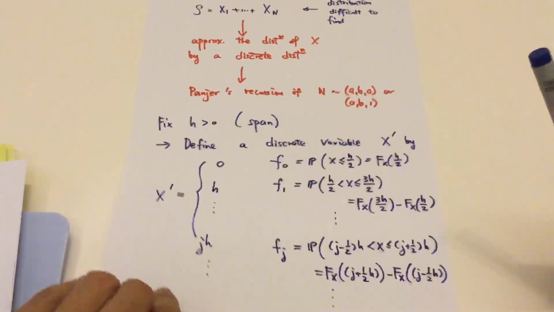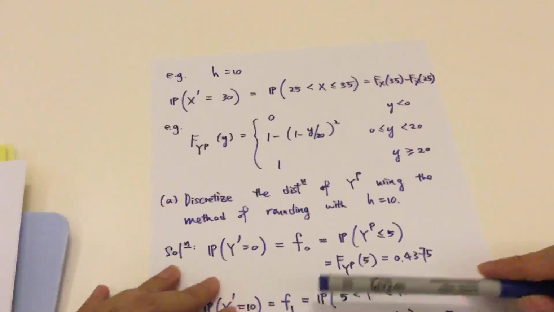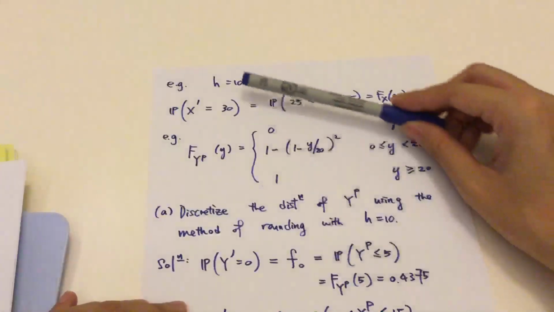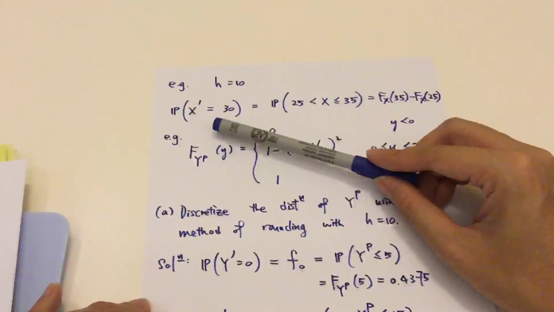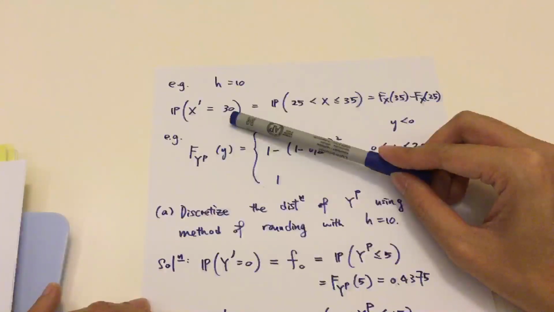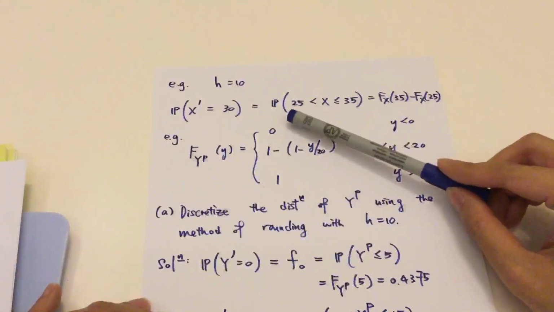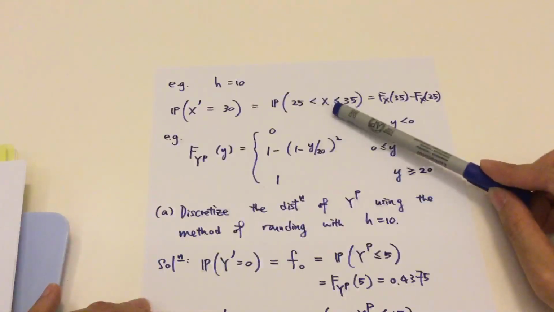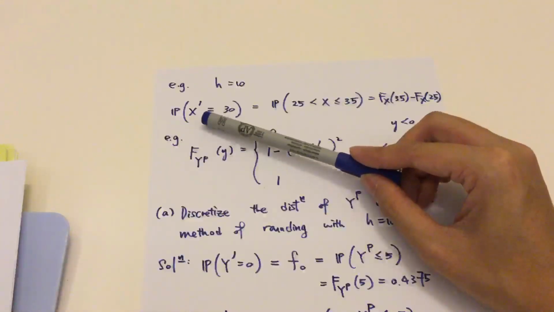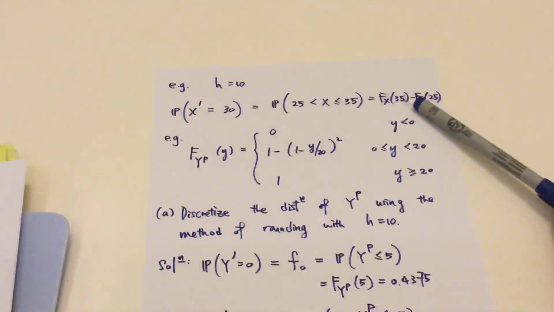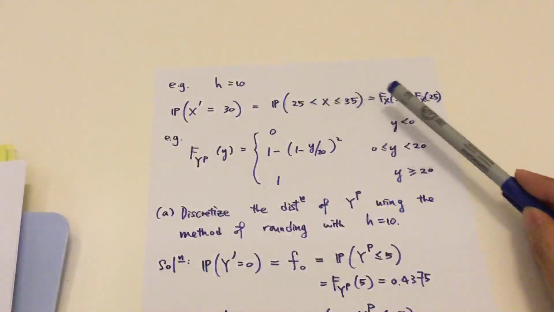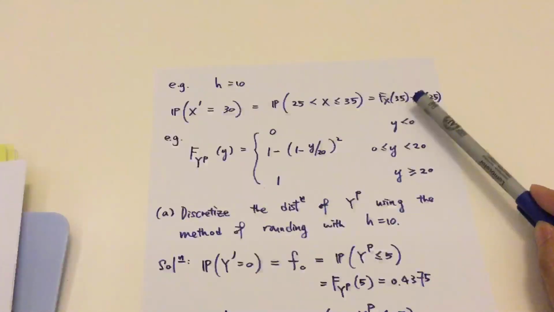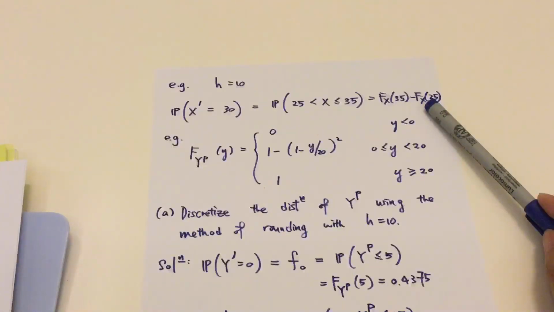Now let's look at one example. If I choose h to be 10, that is, if I choose the span to be 10, then X prime equals 30 if X is between 25 and 35. We define X prime through this probability. So the probability mass that X prime equals 30 will be F_X(35) minus F_X(25).